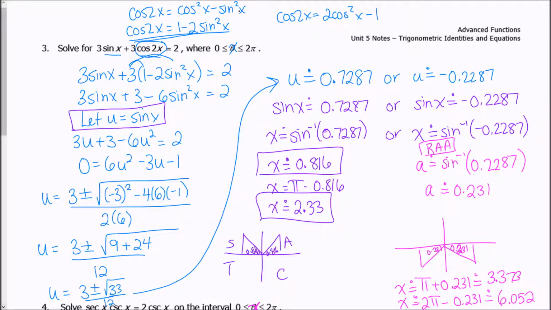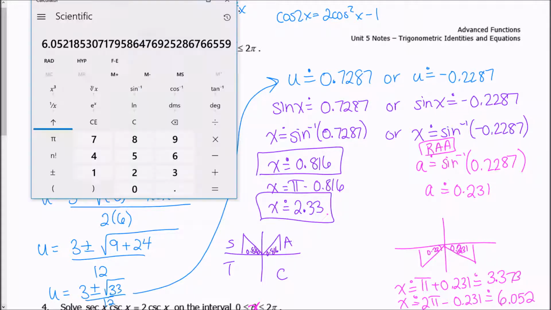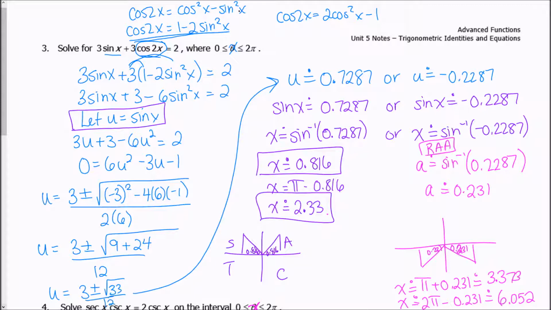Okay, and let's go back to the one that we have in purple here, because I want to be consistent. If I'm going out to 3 decimal places for all the other ones, I want to do the same thing with this. So pi minus 0.816 would be 2.326. So let's fix this to 2.326 so we are consistent. And that makes our solution set equal to 0.816, 2.326, 3.373, and 6.052. Okay, we'll just verify this graphically and then we'll be done.